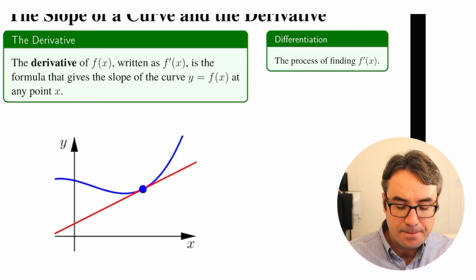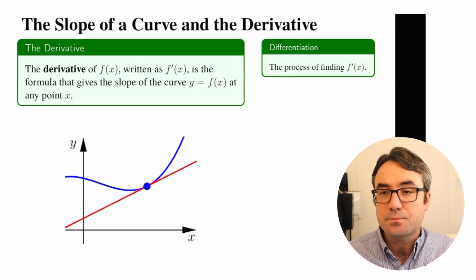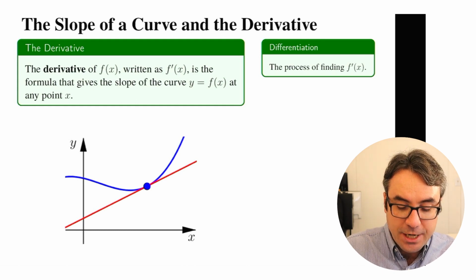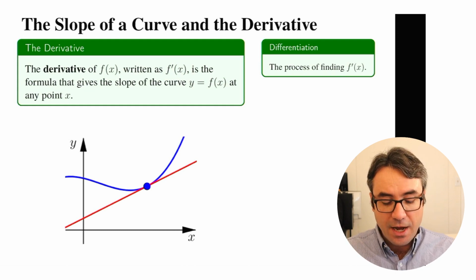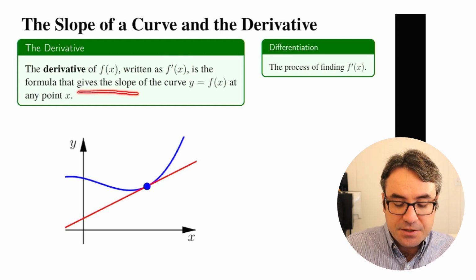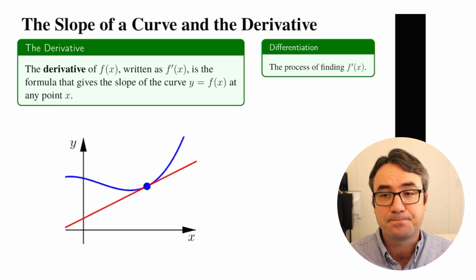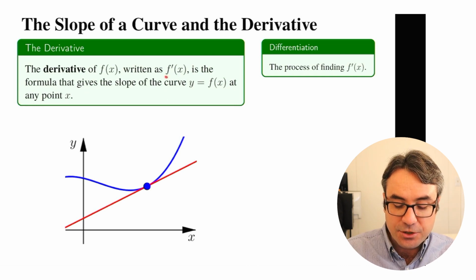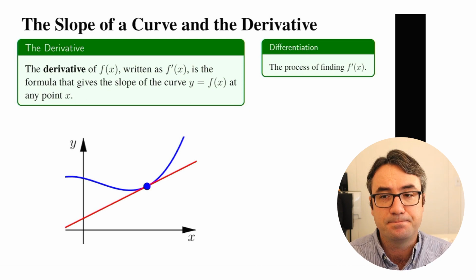The derivative of a function f of x, the notation that we're going to use is f prime of x. Essentially what this derivative does is it tells us the slope of our curve at any point x. The process of actually calculating this derivative, we're going to call differentiation.